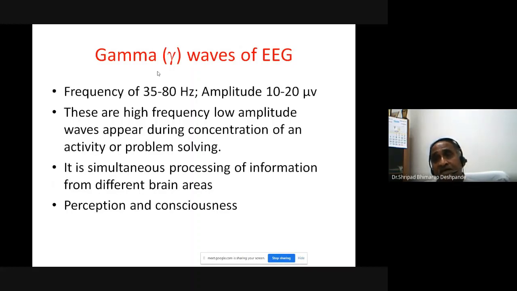It is because of the simultaneous processing of the information, involvement of the association cortices, and that is an indicator of the gamma waves. So the function of the gamma waves is for the perception and consciousness. It is for the higher level of cognition.